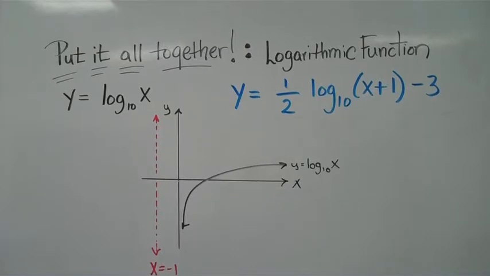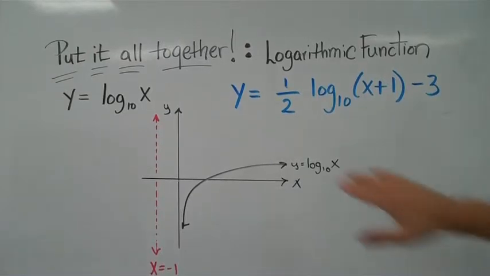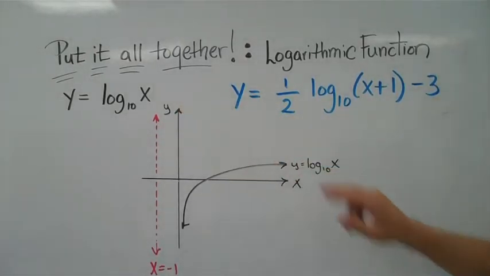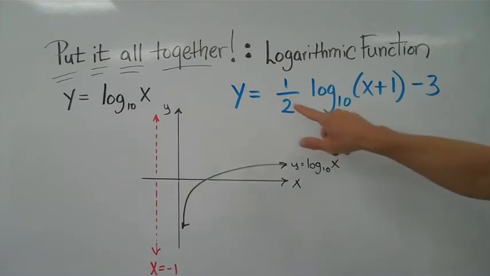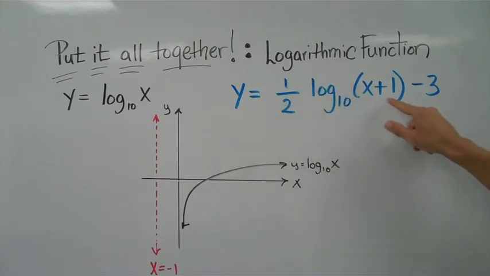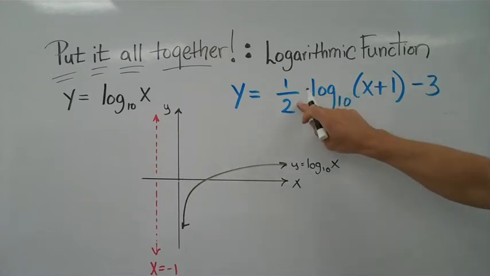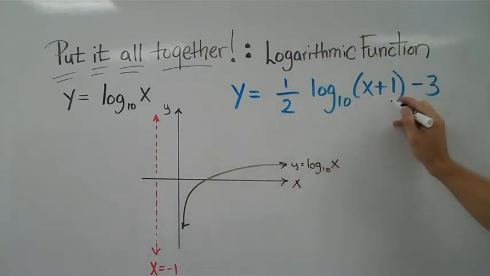Let's put it all together for the log function. We know that y equals log 10x looks like this. That's our parent function. Y equals 1/2 log 10 of x plus 1, minus 3. Well, this is going to shrink me down. This is going to move me 1 to the left and 3 down.